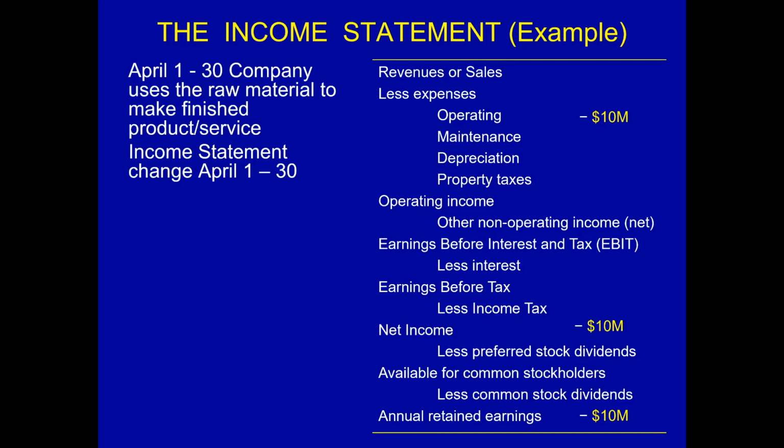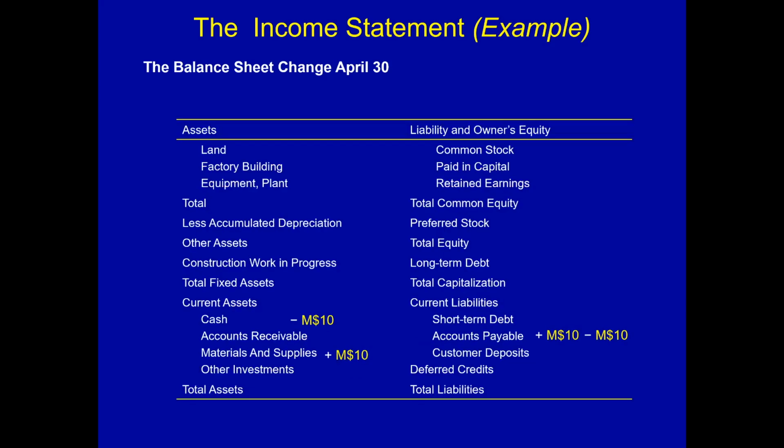Income statement, how it changes, we have the expenditure. What are the expenditures? The fuel has been used, $10 million of fuel has been used, and the income of course is minus $10 million, and the annual retained earnings is minus $10 million. The balance sheet changed now on April 30. We have the situation here earlier, and now we have the retained earnings minus $10 million coming from the income statement, and of course the material and supplies have been used also, minus $10 million.